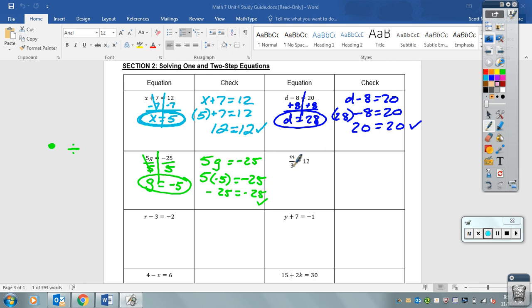Over here, what did someone do to my m? They divided by 3. Most students know this. The opposite of division is multiplication. So instead of dividing by 3, I'm going to multiply by 3, multiply by 3.